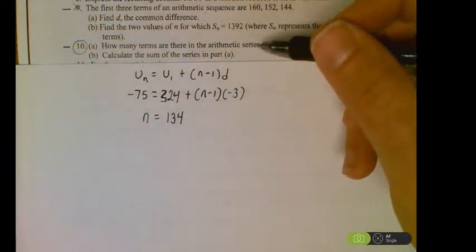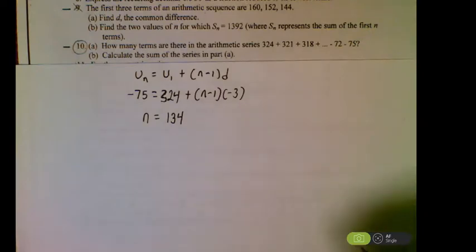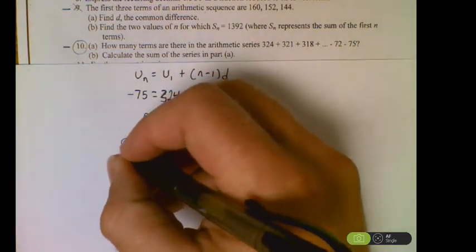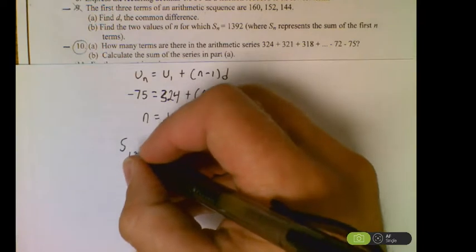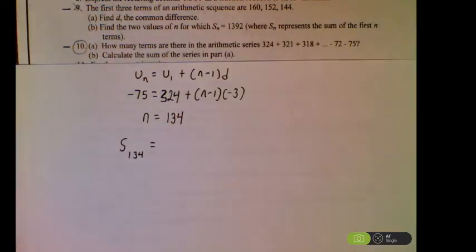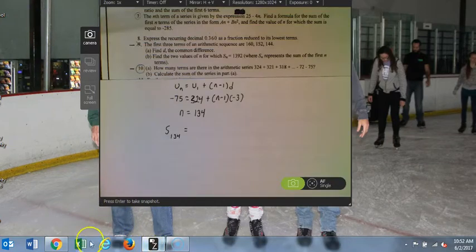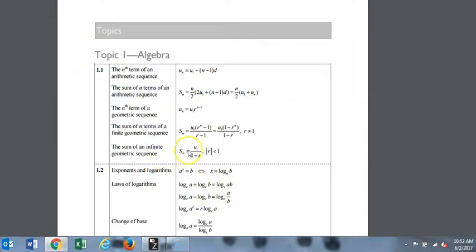So now we're jumping into the S of n formula for arithmetics, and we know it's the sum of 134 terms. Remember, we're always just tapping into the formula sheet for these. That was the first formula that we used for arithmetics. We're now looking for a sum.